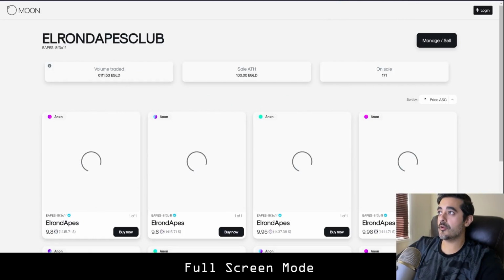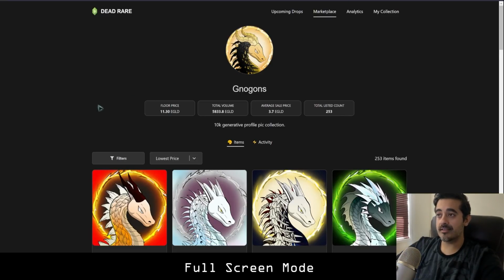All right, then we're looking at Gnogons. I don't know if I say it right. Gnogons is how I say it. But we're looking at Gnogons, and we see here that the floor price on Dead Rare now is 11.3 EGLD. This is a 10K NFT project, so there's 10,000 Gnogons. Well, what we see here is an 11.3 EGLD floor price on Dead Rare, and there's only 253 listed.